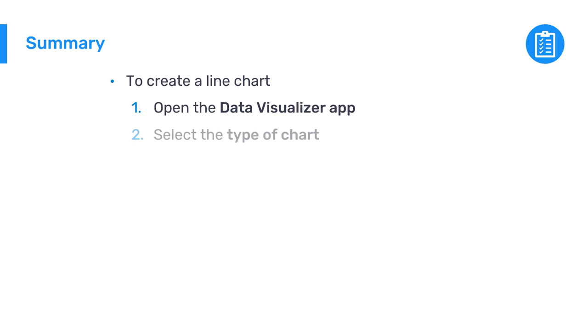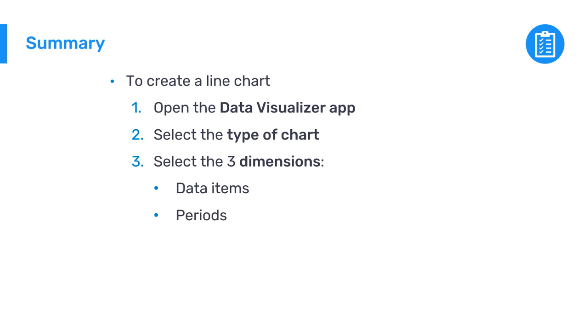To wrap up, to create a line chart in DHIS2, you first need to open the Data Visualizer app, select the type of chart you want to display from the list of visualization types, and select the 3 dimensions: data items, periods, and organization units, and then click Update to display the output so that you can start analyzing your data.